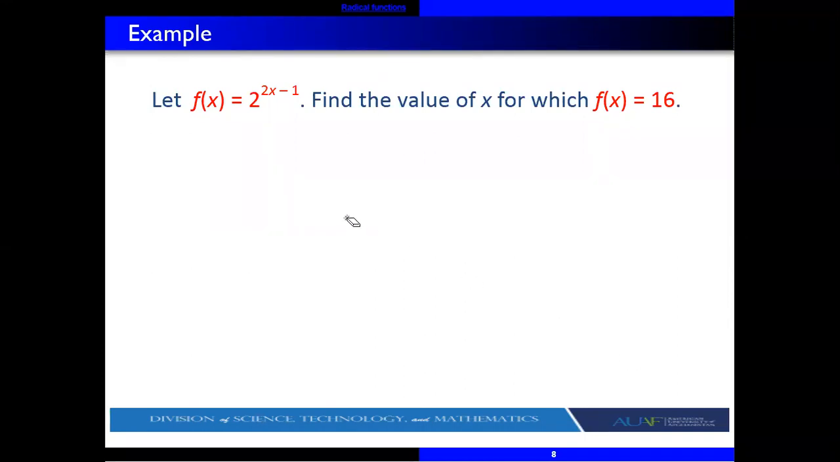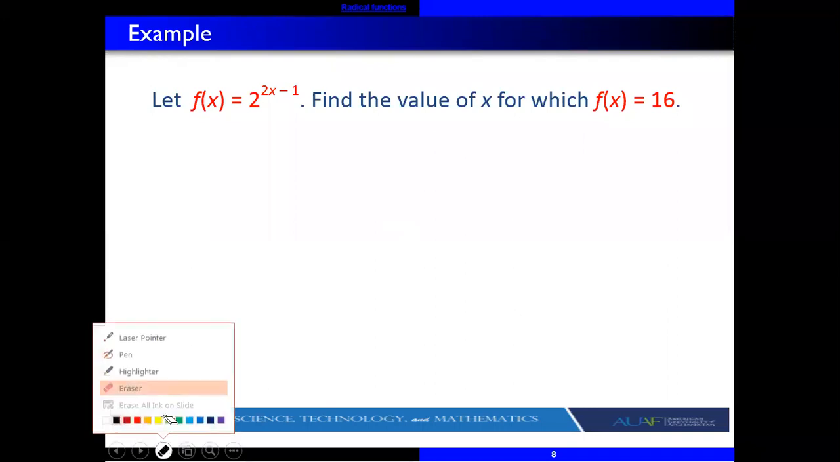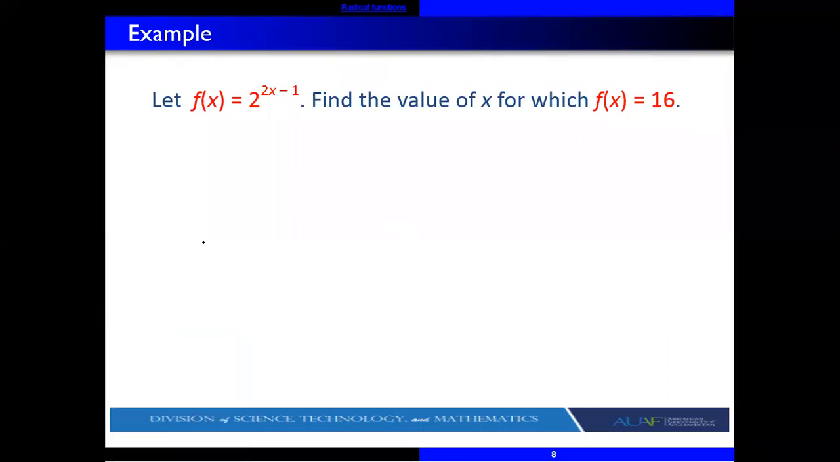For example, we have another question. We have a question like f of x equal to, let's suppose, 3 power 2x plus 5, and we know that f of x is equal to, let's suppose, 27. So find the value of x.